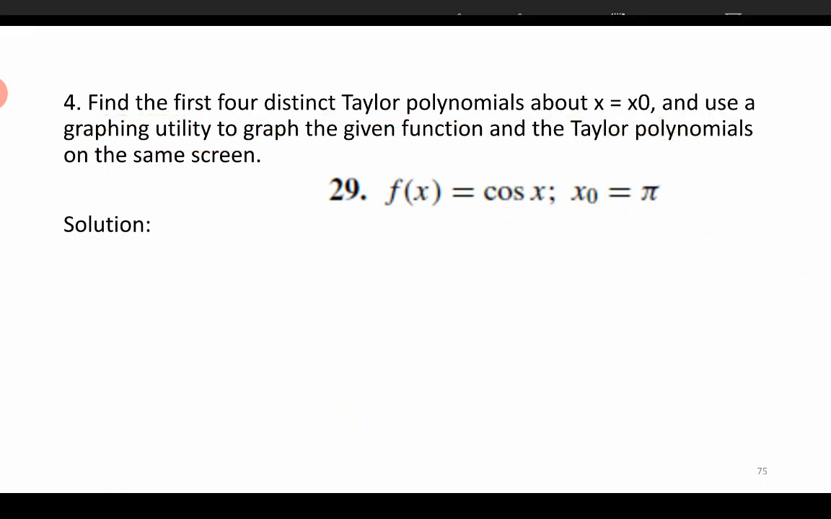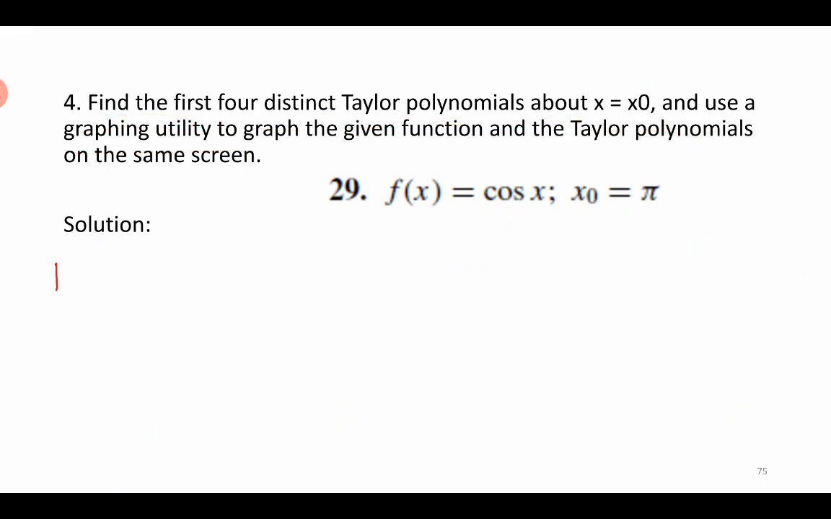What is p4? p4 of x is p3 of x plus the next term of the formula. Can you recall what p3 of x is? It is minus 1 plus (x minus pi) whole square divided by 2, isn't it? And the third derivative is 0. Here it should have been the fourth derivative.